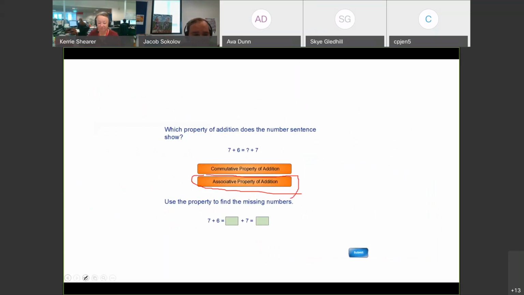And we could probably solve it. 7 plus 6, what does that give us? 13, brilliant. And what would the missing number be? The second one, it'd be 6, because it doesn't matter what order we're putting the addition in. So 7 plus 6 is equal to 6 plus 7.